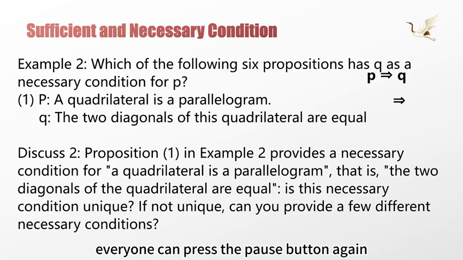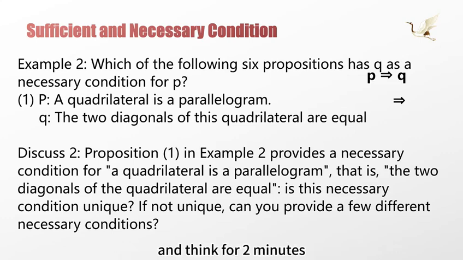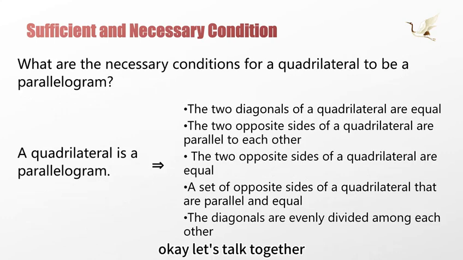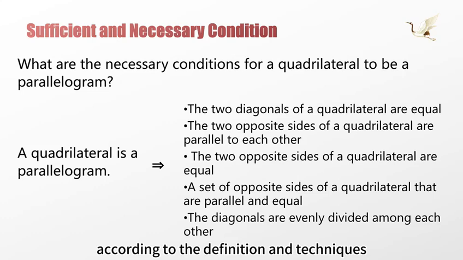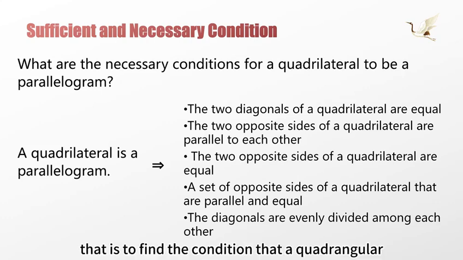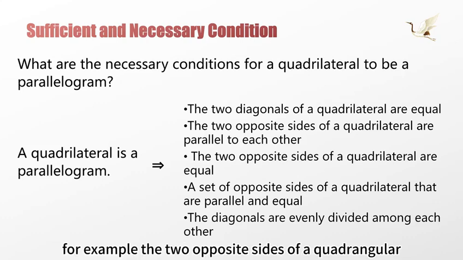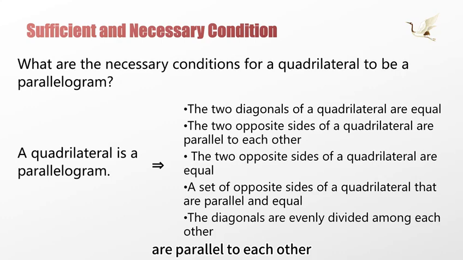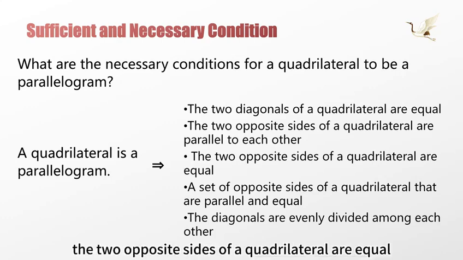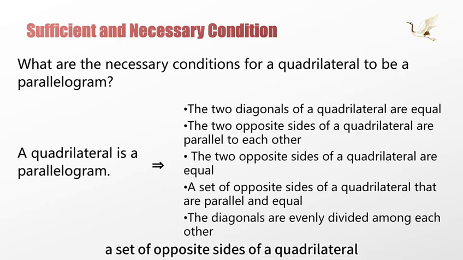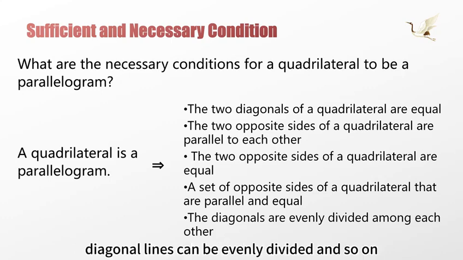Everyone can press the pause button again and think for 2 minutes. Write down what you have in mind. Okay, let's talk together. According to the definition and technique, to find a necessary condition for a quadrilateral to be a parallelogram is to find a condition that can still be derived from the quadrilateral being a parallelogram. For example, the two opposite sides of a quadrilateral are parallel to each other. The two opposite sides of a quadrilateral are equal. A pair of opposite sides of a quadrilateral are parallel and equal. The diagonals bisect each other, and so on.